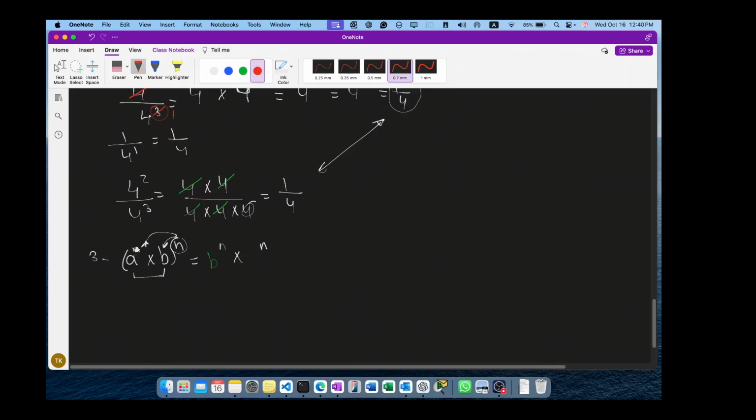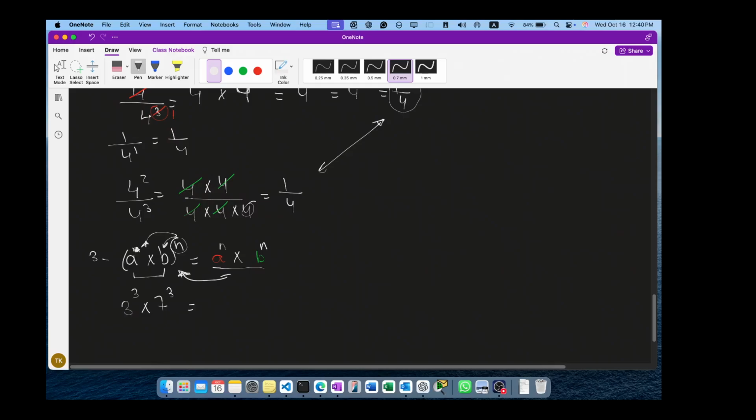And here A, and here B. Two different numbers, two different bases. So, for example, I have 3 power 3 times 7 power 3. How can I write it? I start from here, and I will convert here to here, and vice versa.